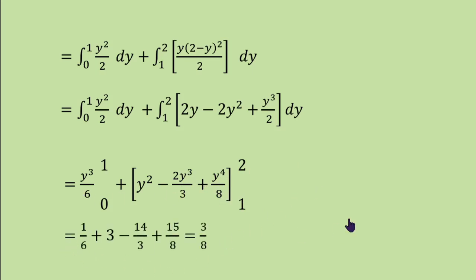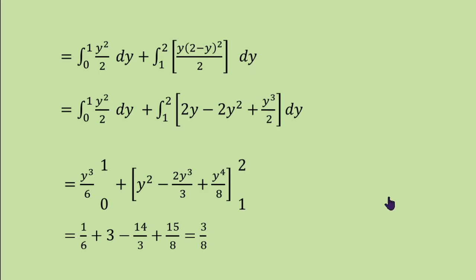Substituting in the calculator, you get 3 by 8. Once again I repeat: y cube by 6, 1 cube minus 0 cube is 1, so 1 by 6. 2 square minus 1 square is 3. First concentrate only on y cube: 2 cube minus 1 cube, 8 minus 1 is 7, 7 into 2 is 14 by 3. Then 2 power 4 minus 1 power 4 is 16 minus 1, which is 15, 15 by 8. Now substitute this in the calculator, and you get the value, that is 3 by 8.